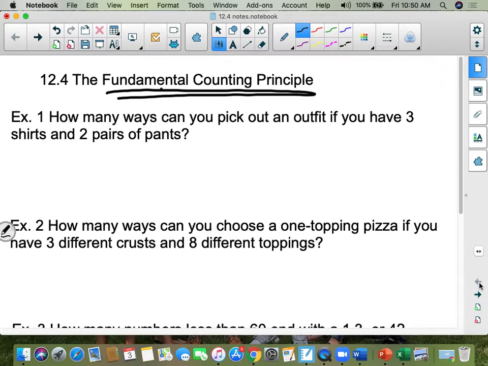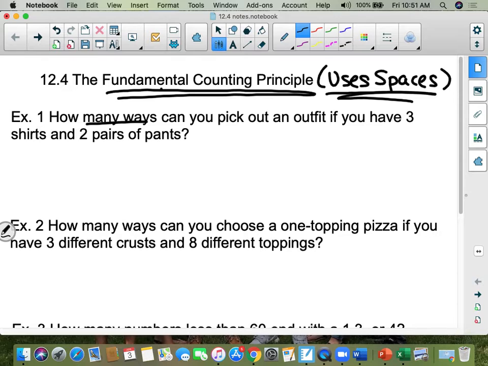So here we go. The fundamental counting principle uses spaces to help you come up with your answers. What do I mean by spaces? So I'm going to start with a really easy problem. The first 2 are going to be very easy, and then I'm going to get into some more difficult problems. So listen carefully. How many ways can you pick out an outfit if you have 3 shirts and 2 pairs of pants? How many ways, and this is on the ACT, they're going to ask you, how many ways can you pick out an outfit if you have 3 shirts and 2 pairs of pants?